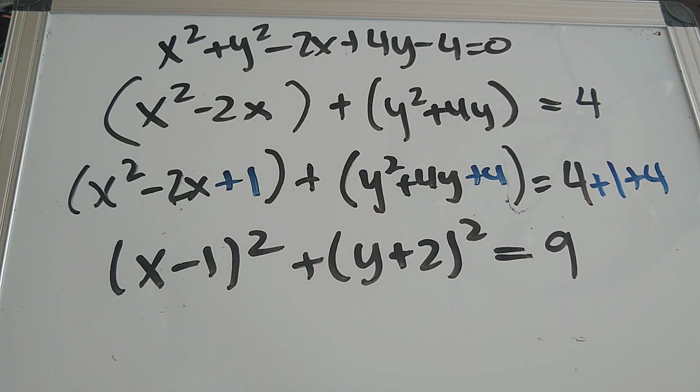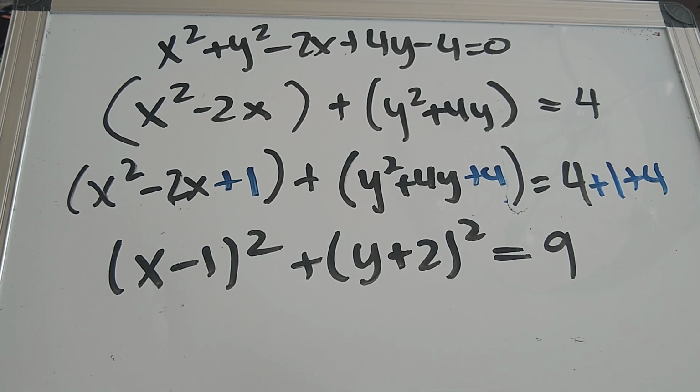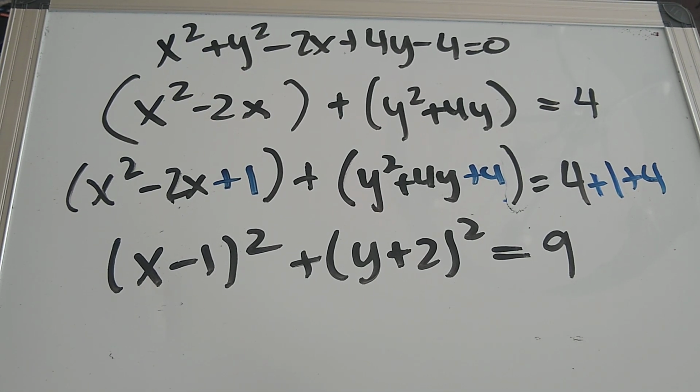Expanded form doesn't really tell us much. The standard form is going to help us to graph because we can get our center and our radius. And that's the gist of circles.